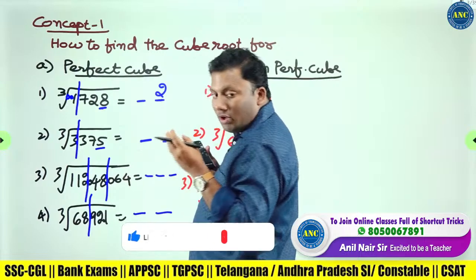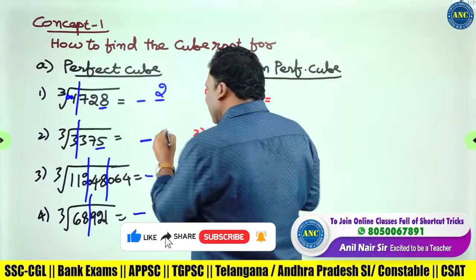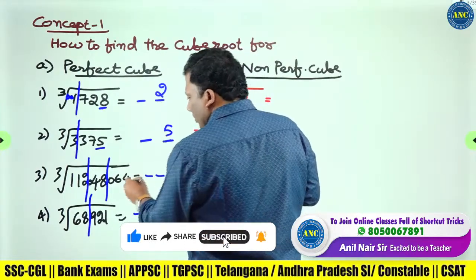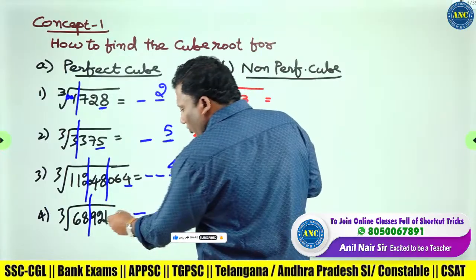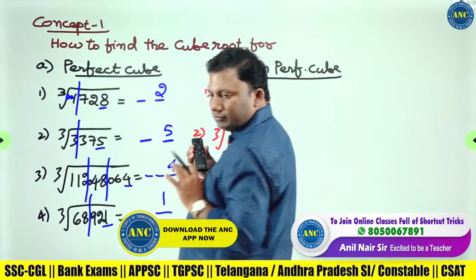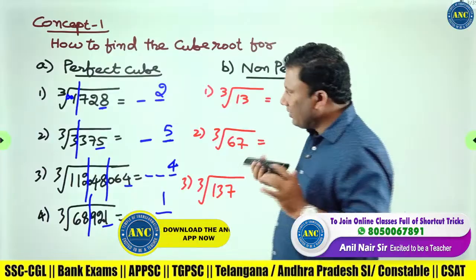5 means only 2, 3, 7 are right. Otherwise it will be 5. 4 means it is again 4. 1 means again 1. Unit digit, it is clear.